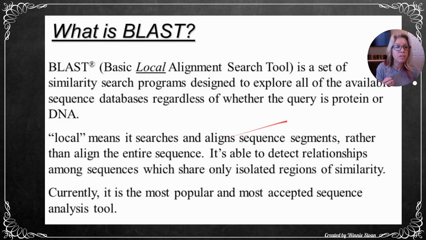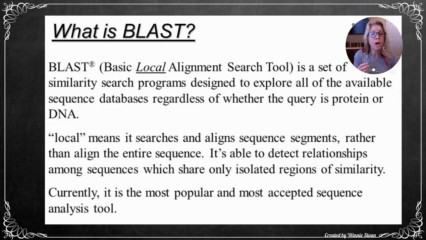And what BLAST allows you to do is to compare homologous chromosomes between two different species, or to compare the proteins and look for similarity. What does that tell us, right? The more similar the genome, the more closely related we are. And so it kind of breaks it down right here. Local means it searches or aligns sequence segments. It doesn't look at everything, just certain segments, to compare them and detect relationships. And so it's a great analysis tool.